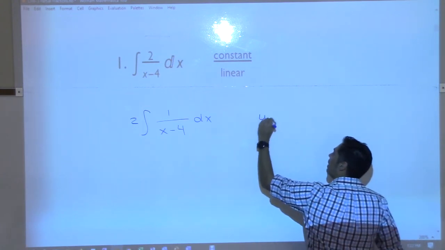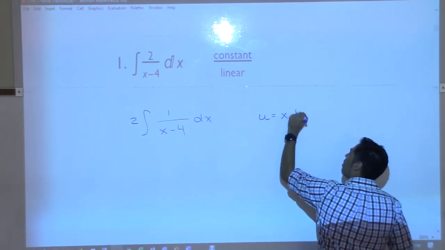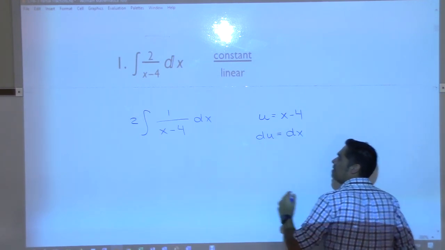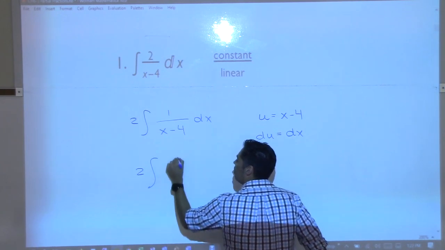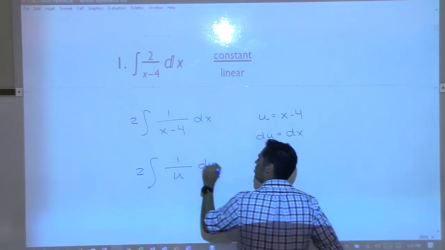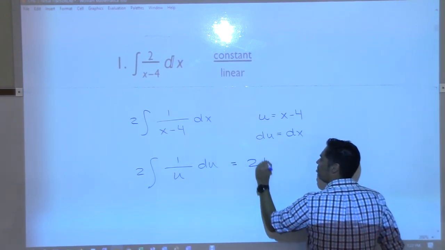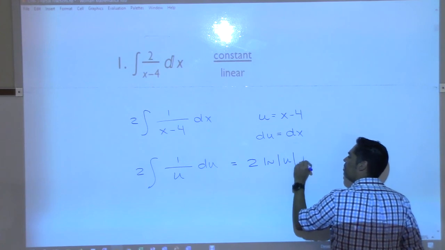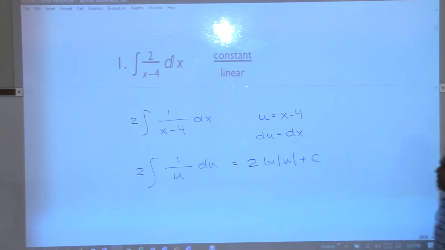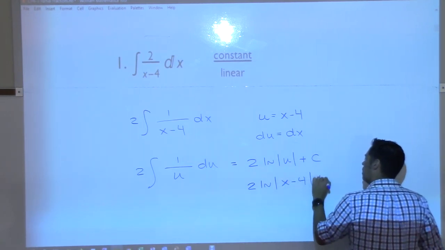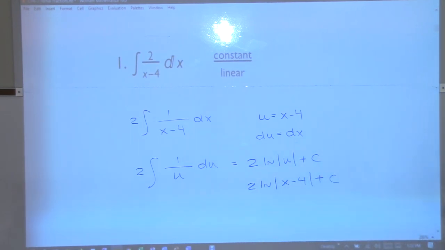What would the u sub be here? u equals x minus 4, du is dx, and then this integral becomes 2 times the integral of 1 over u du, right? And then the antiderivative of that is 2 natural log absolute value of u plus c, and switch u back to what it was, and we're done, right?